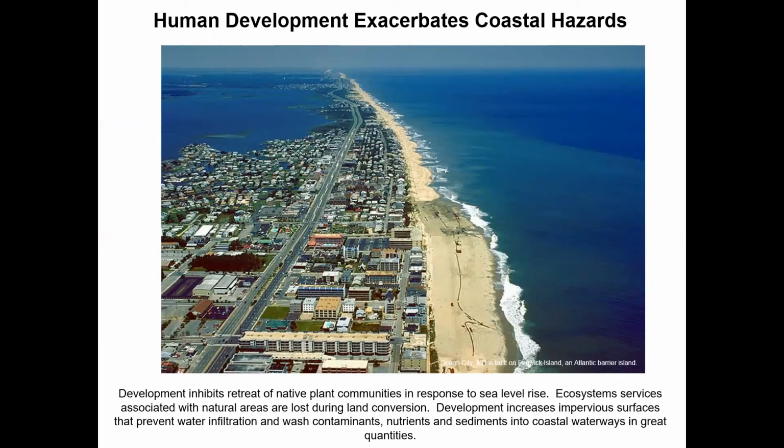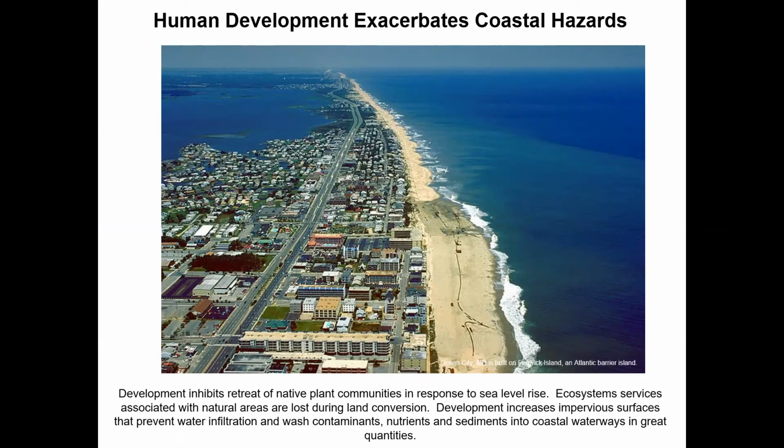And this is not a picture of coastal Georgia. This is actually a picture of near where I grew up in Maryland. This is an Atlantic barrier island. It is something that has obviously been very much inhabited by human development. It was built on Fenwick Island.